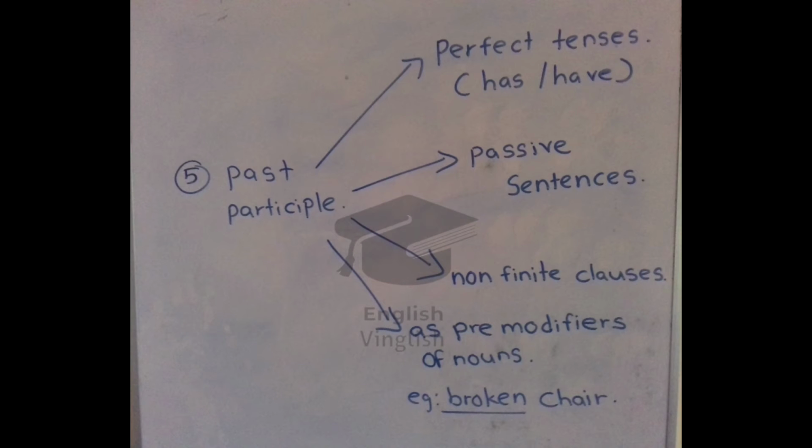The last one, past participle. Past participle form we use with all perfect tenses. It means with has, have, we have to use the past participle formation of a verb. And with passive sentences, and with non-finite clauses as pre-modifiers of a noun. For example, broken chair. Broken is the past participle formation of the verb break. Break, broke, broken. Break is its base form.